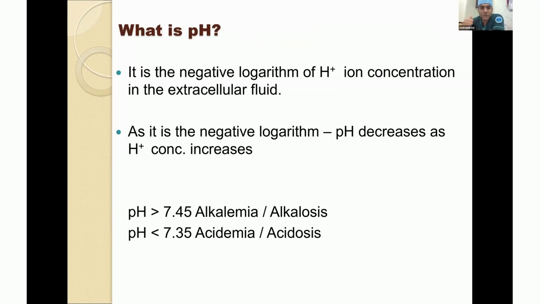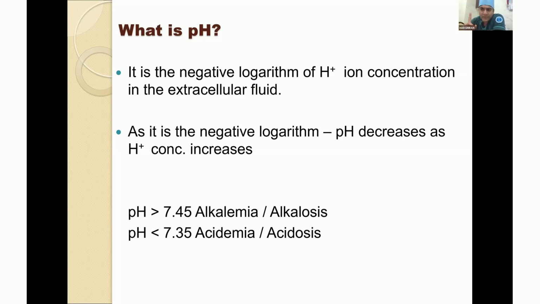First, what's most important, what we get to see, is the pH. So what is pH? This is all theory. It is the negative logarithm of the H plus ion concentration in the extracellular fluid. Negative means if pH decreases, H plus ion will increase. The pH up to 7.45 is normal. If pH is more than 7.45, the patient will be in alkalemia or alkalosis. And if pH is less than 7.35, the patient will be in acidemia or acidosis.